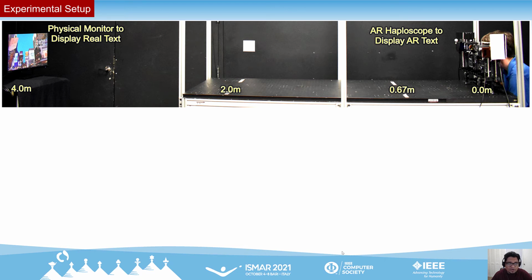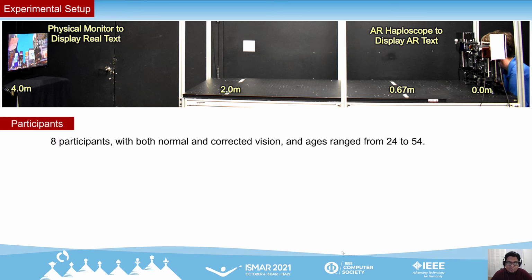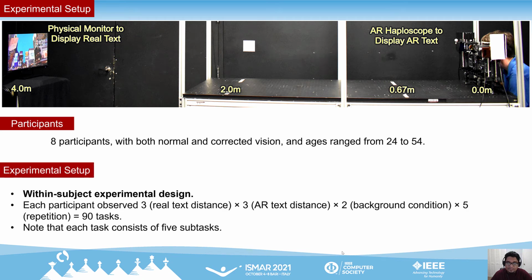Here you can see that subjects are looking through the AR haploscope for the AR text, and the real text was presented on a physical monitor. So we can move the monitor to any of the 3 different distance levels, and AR text can be presented at any of the 3 distance levels. In our experiment, we had 8 participants with both normal and corrected vision, with ages ranging from 24 to 54. We used a within-subject experimental design, and all the experimental variables were properly counterbalanced. Therefore, each subject observed 90 tasks. Note that each task has 5 subtasks.